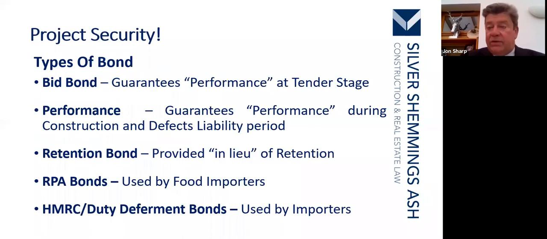Now, there are a number of types of bonds. There are bid bonds. Bid bonds guarantee performance at the tender stage. So, you've tendered for a contract, and you say you are going to do this, this, this, this, and this will be the most fabulous construction project the world has ever known. And you can put your money where your mouth is and get a bid bond, which will guarantee your performance, i.e. what you said you will do at the tender stage.